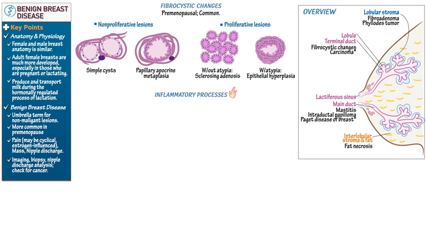Next, two inflammatory processes, fat necrosis and mastitis. First, show fat necrosis, which occurs secondary to trauma or breast surgery. We see necrotic fat tissue, often with giant cells, multinucleated macrophages formed by the union of several cells. Fat necrosis often resolves on its own, but if painful, surgery may be indicated.